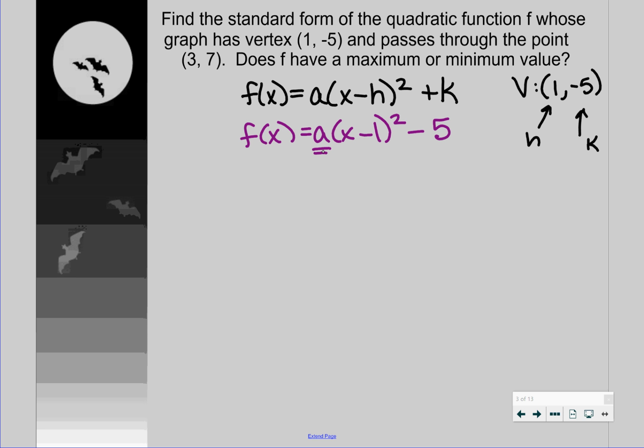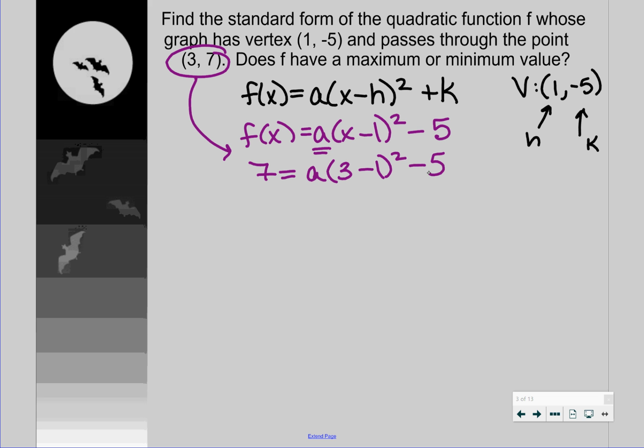You plug in an x and a y value, and then in this case, a will be the only thing left, so we can solve for it. And that's that other piece of information really that we haven't used yet. We have this other point on the line. It's an x and a y. Plug it in. My y is 7. My x is 3. And a is the only guy left. So let's solve for it.